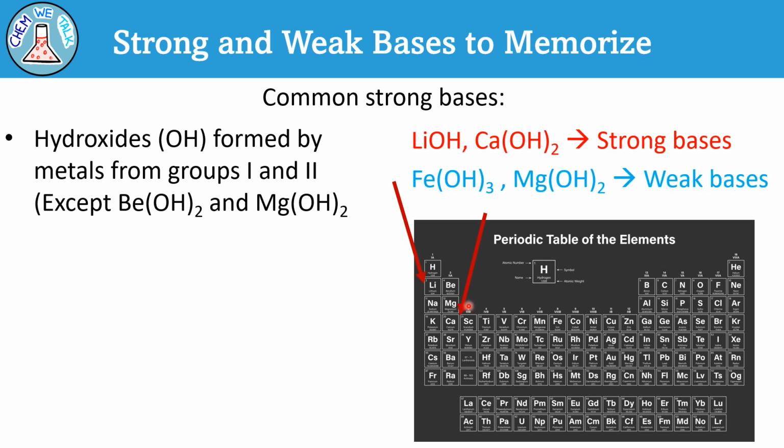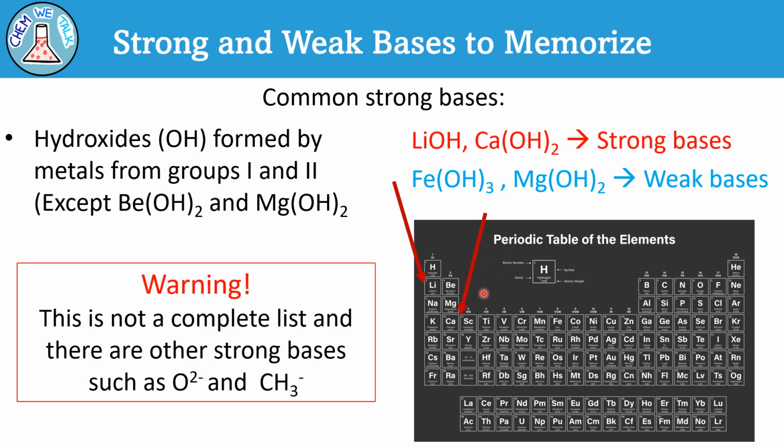And then if you look at possible weak bases, iron hydroxide, iron is here in the middle of the table, so it's not group 1 or 2, so it's going to be a weak base. And magnesium hydroxide, it is in group 2, but it is one of the exceptions. Just want to make sure everyone's aware that this is not a comprehensive list, and there are other strong bases that are not listed. I'm just listing and telling you how to memorize the most common ones.